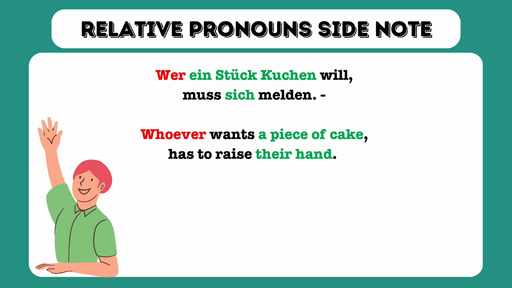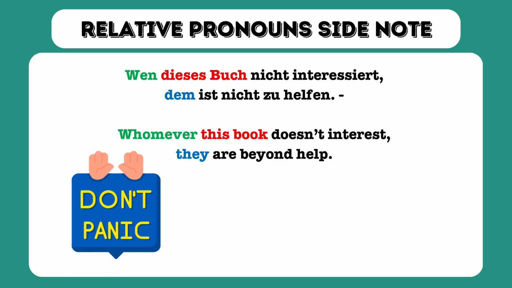So for instance, wer ein Stück Kuchen will, muss sich melden. Whoever wants a piece of cake has to raise their hand. In this sentence, we don't know to whom we are referring, so we have to use the question word wer. But we also aren't saying a question because we're saying this person, whoever they may be, has to raise their hand. Wen dieses Buch nicht interessiert, dem ist nicht zu helfen.